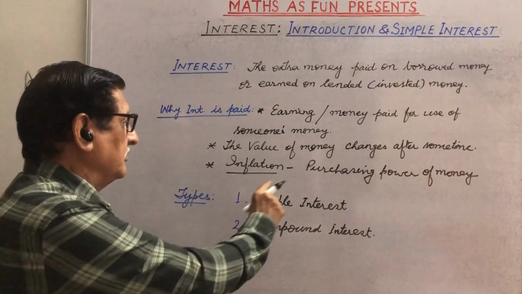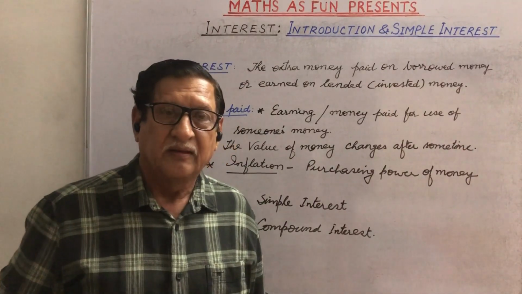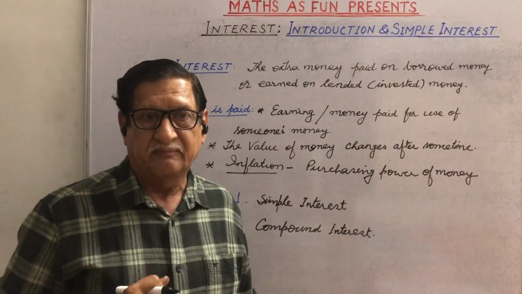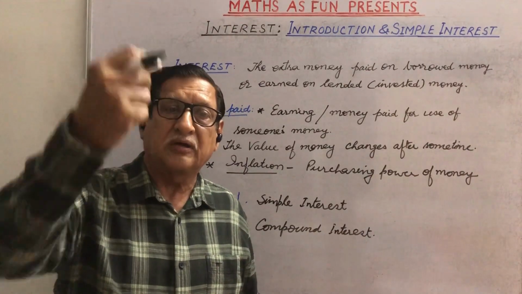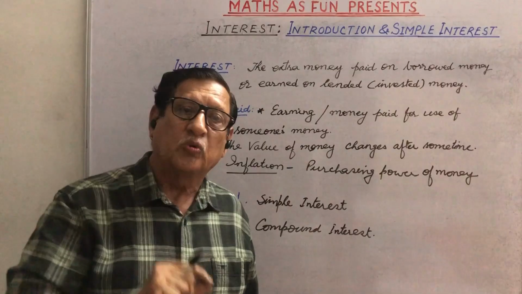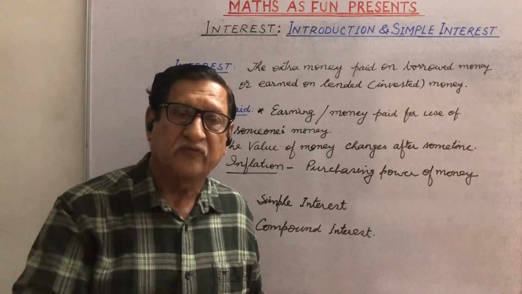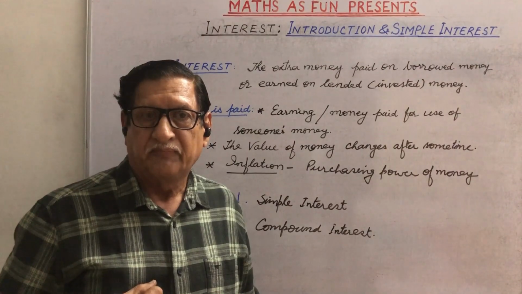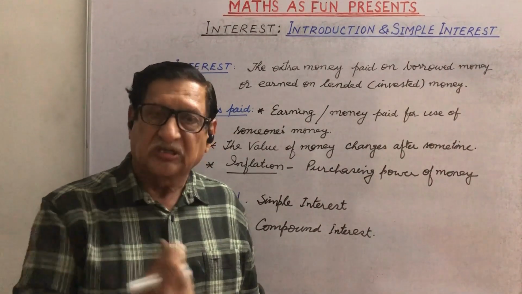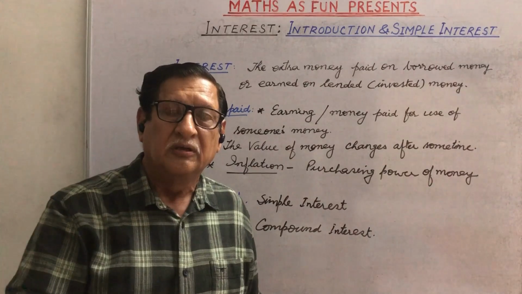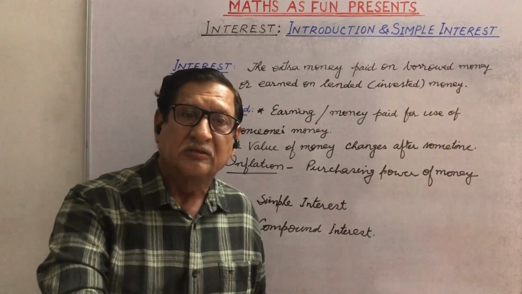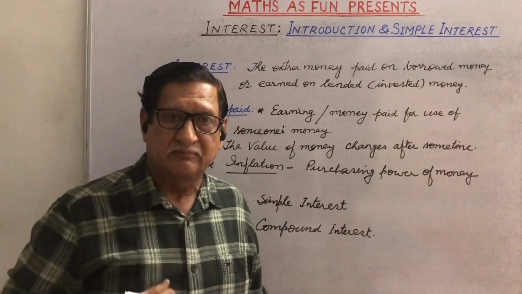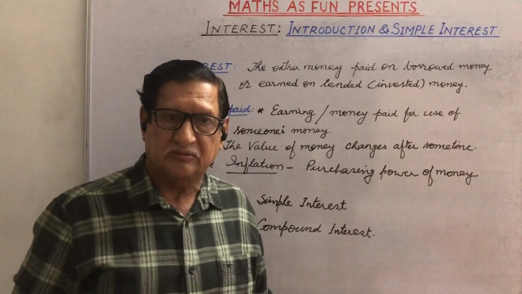Next thing is inflation. Whatever item we are purchasing today for some cost, after some time, the same cost cannot be paid for the same item. We have to pay more. Just to meet that, the lenders charge the interest. And we pay the interest because we need the money to meet our requirements.